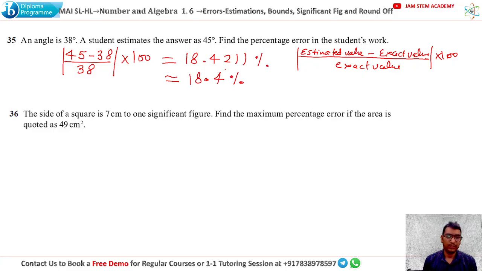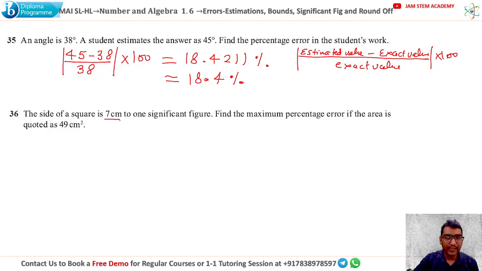Now the next part says the side of a square is 7 centimeters to one significant figure. The side is given. Now find the maximum percentage error if the area is quoted as 49. So this is the quoted area. We have to find the maximum percentage error. In order to do that, I need the maximum value of the area, which is calculated by taking the upper bound. It's in centimeters. You remember I said take the unit and its half. So half a centimeter will be added to it, which means 0.5.